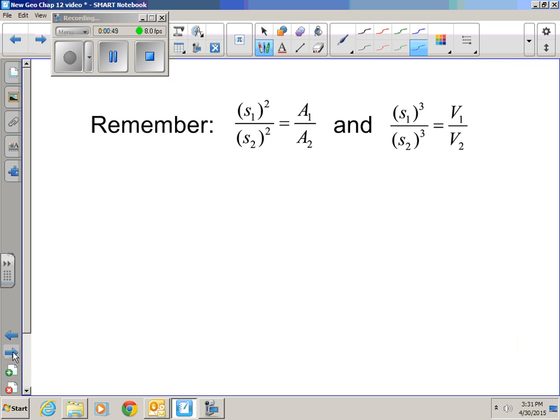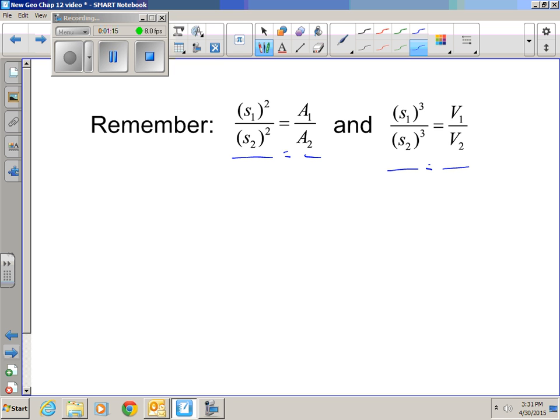So to review, we take the ratio of the sides of similar polygons and square them, and that's equal to the ratio of their areas. We take the ratio of the sides of similar polyhedrons and cube them, and that's going to be equal to the ratio of their volumes.